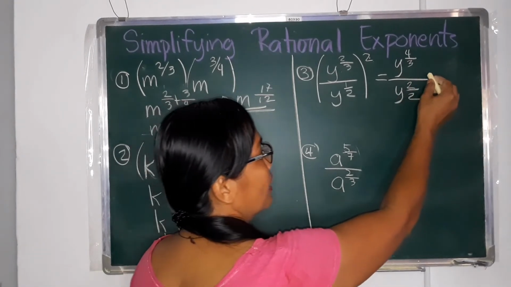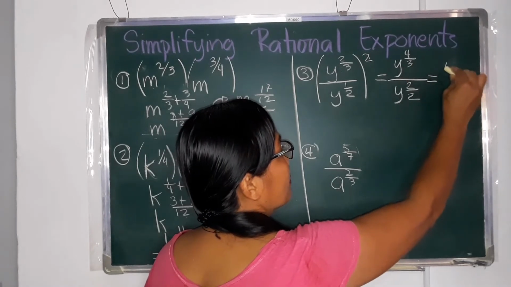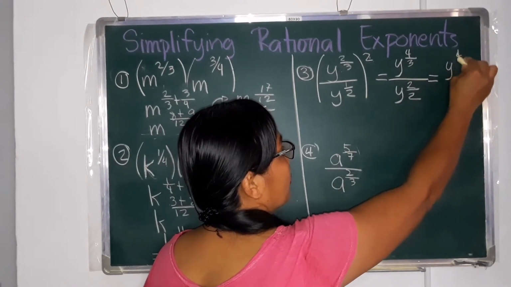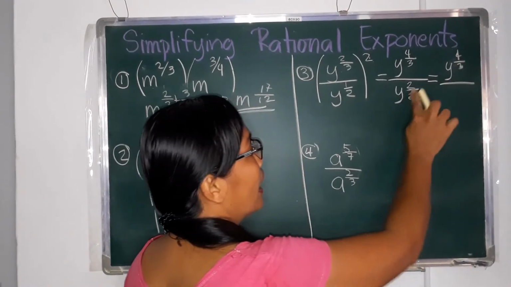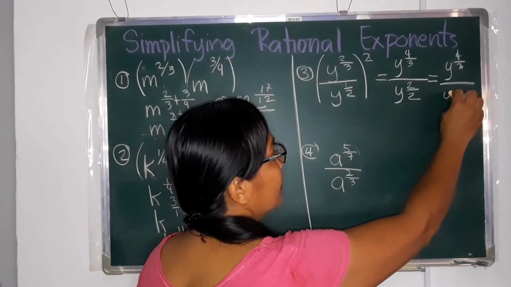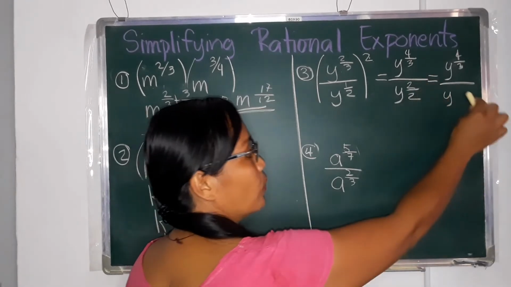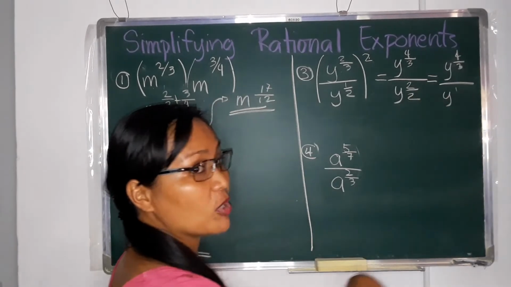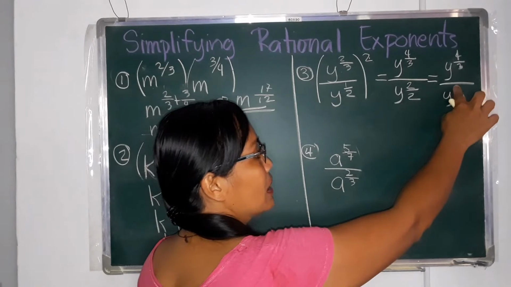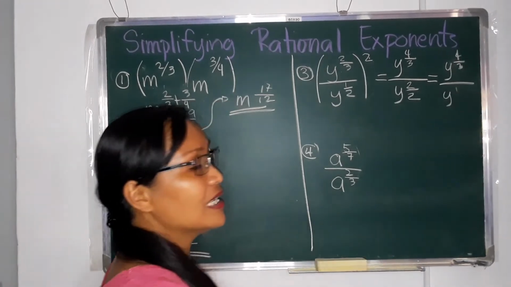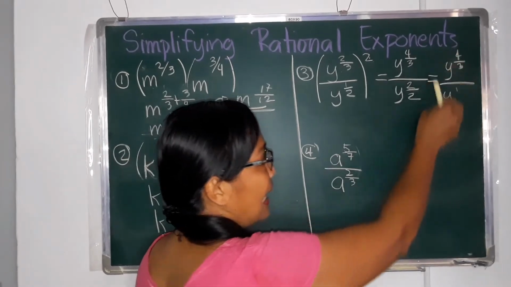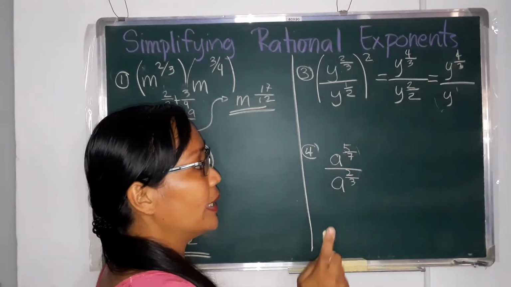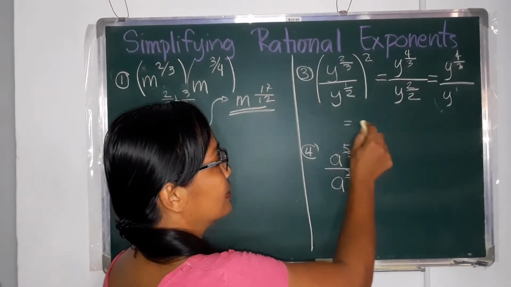Next, let's get the lowest term. So copy y to the 4 over 3, all over y. Okay. 2 divided by 2 is equal to 1, raised to 1 or simply y. Because remember, 1 is invisible, so it's either simply y or y raised to 1. Is this our final answer? Not yet. We need to simplify to the lowest term.